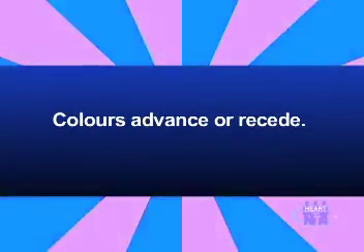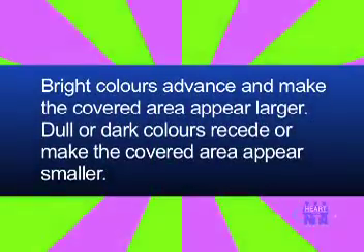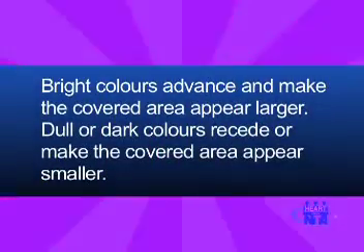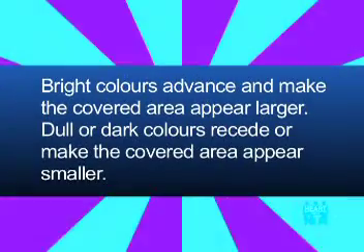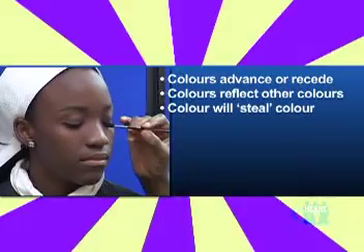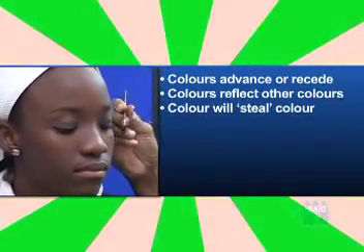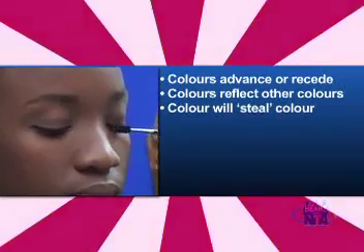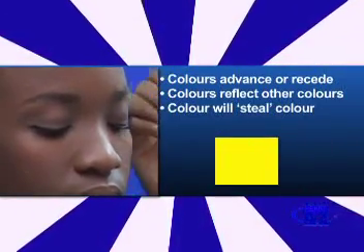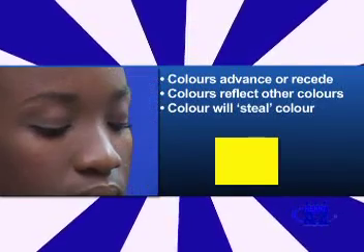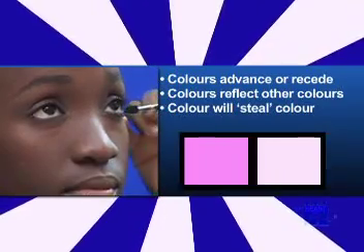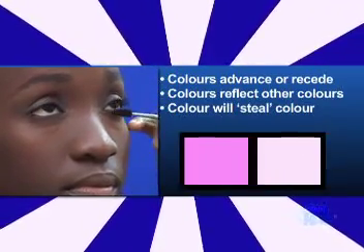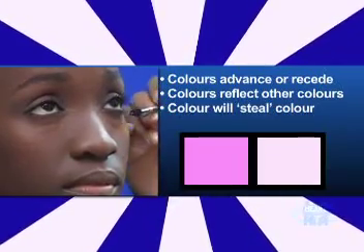For example, colors advance or recede. Bright colors advance and make the colored area appear larger, while dull or dark colors recede or make the covered area appear smaller. This rule can be applied to conceal or to create an illusion. Colors reflect other colors. Some colors tend to reflect more color than they take away. For example, a bright yellow tends to emphasize the yellow in skin with predominantly yellow tones. Color will also steal color. For example, bright pink placed beside light or pale pink will make the pale color appear less colorful.